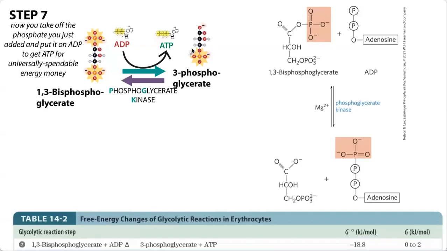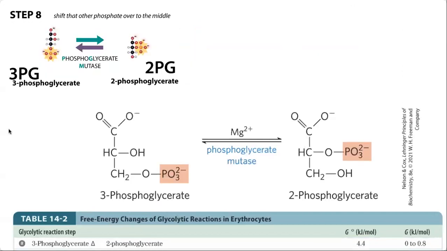So we're going to be able to then take that phosphate group off of the 1 position, leaving us with 3-phosphoglycerate. So we went from 1,3-bisphosphoglycerate to 3-phosphoglycerate. And of course, we stuck the phosphate group off of 1,3-bisphosphoglycerate onto ADP to give us our ATP. And remember, that's happening twice because we have this whole second part happening twice.